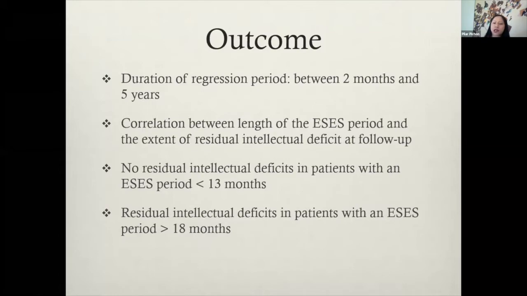There is a correlation between the length of the ESES period and the extent of residual intellectual deficit. In patients with an ESES period of less than 13 months, there are usually no deficits. That's why we get aggressive at treating it. And then you see the deficits with greater than 18 months.